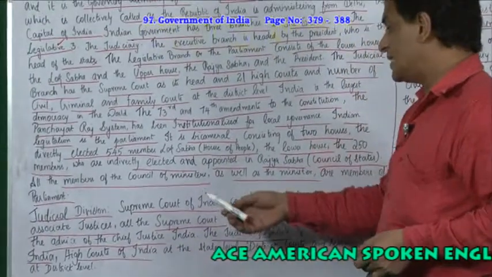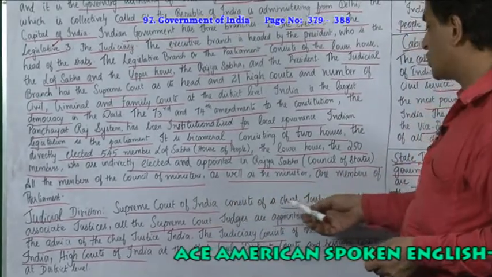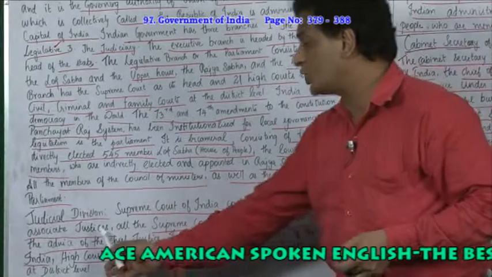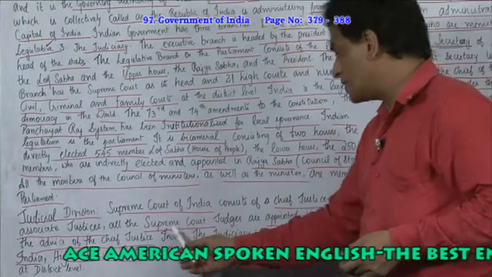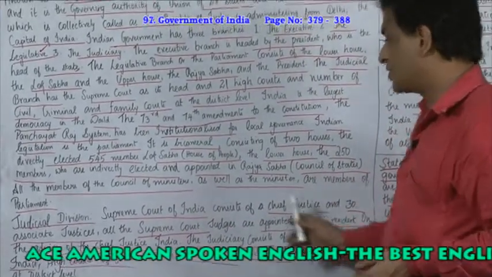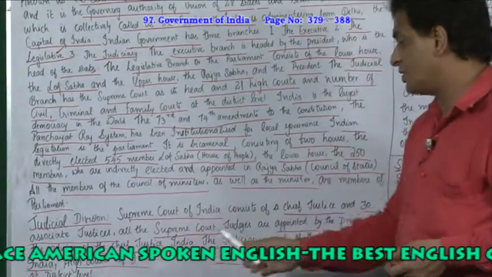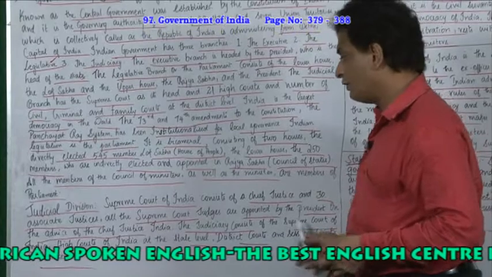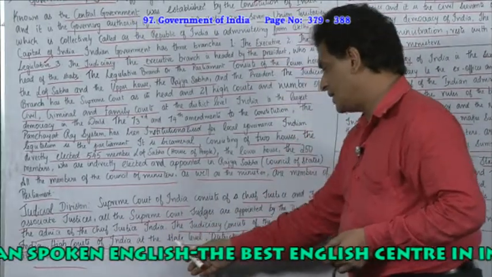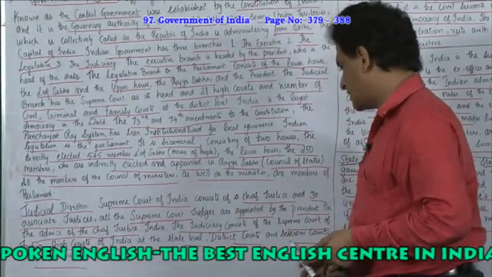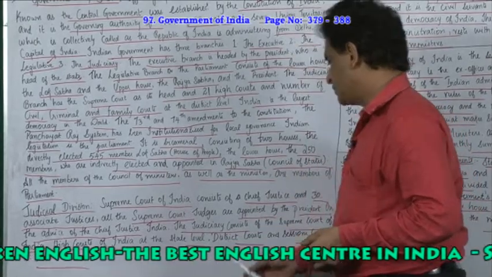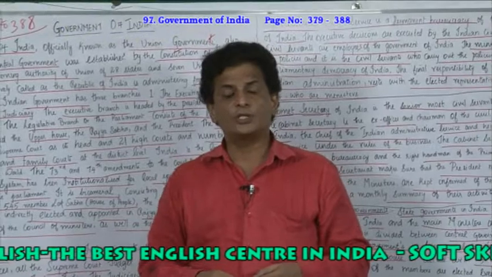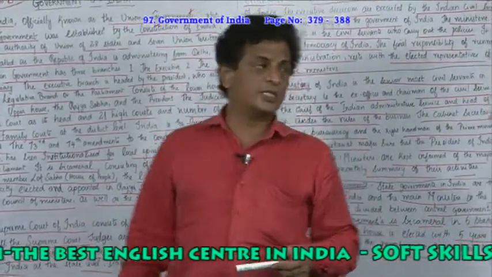What is the function? See here, the Supreme Court of India consists of a Chief Justice. Under the Chief Justice, you have 30 associate justices. All the Supreme Court judges are appointed by the President on the advice of the Chief Justice of India. The judiciary consists of the Supreme Court of India, the High Courts at the state level, and district courts and sessions courts at district level.